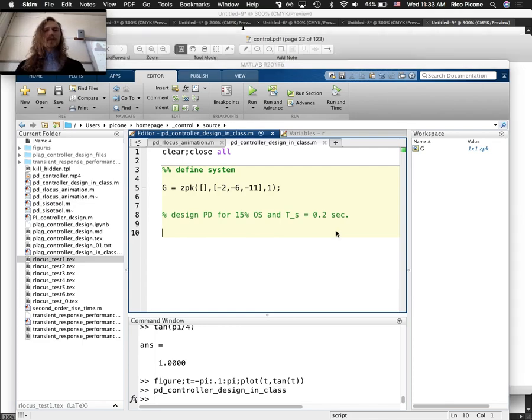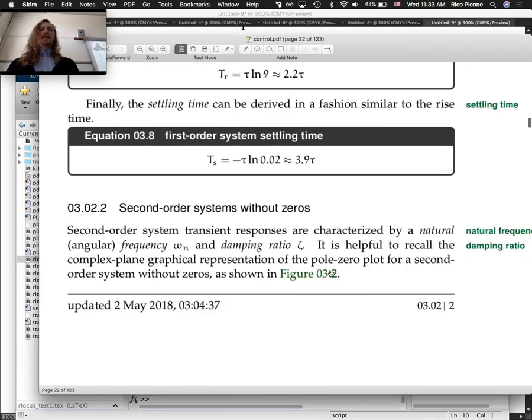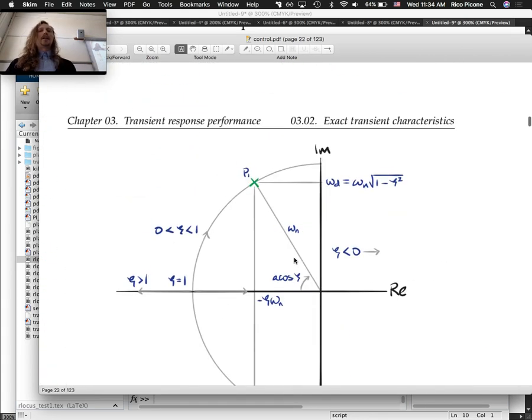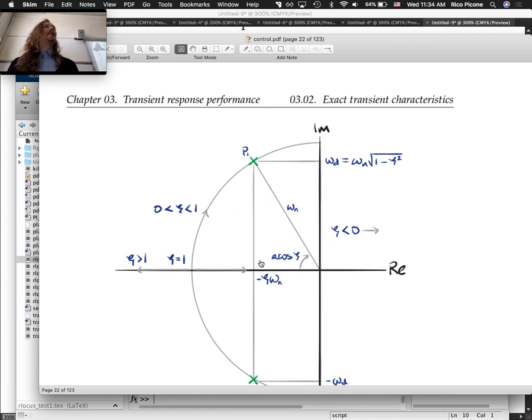You may or may not recall that for settling time we have this nice formula, 4 over zeta omega n, which is related to the geometry here as being the magnitude of the real part of these closed loop poles. So if we have determined the real part and this angle, there's one location where they're both met, right? We should be able to solve for that using trigonometry.